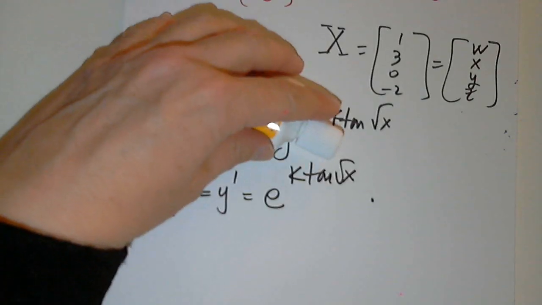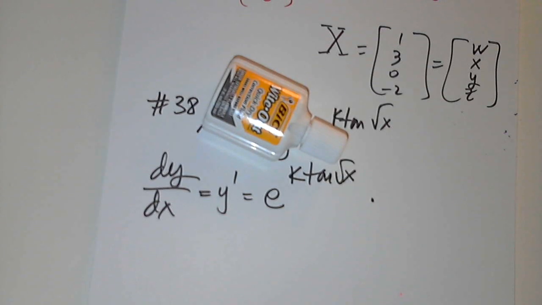Now, I no longer have e. I have k tangent the square of x. What is the derivative of this? The constant stays outside. When I differentiate the constant times the function, the constant stays outside. So it's going to be k. But now I'm at the second level, which is I need to differentiate tangent of the square of x.